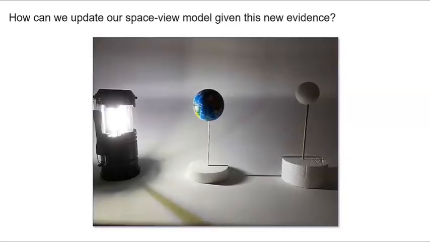Let's use our space view model materials to explain how a full moon is visible from Earth at night. In our model, Earth is blocking light from reaching the moon. How can we change our model so that light reaches the moon? What if we change the position of the moon so that light from the sun can reach it? Let's try this.